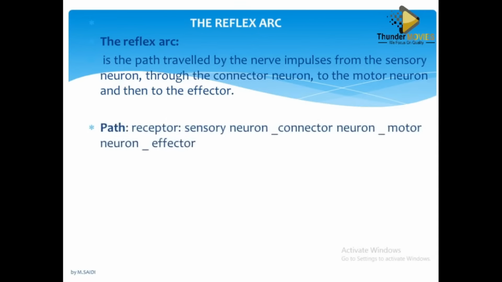So here is the path. You have the receptor, for example the skin, then the sensory neuron, the nerve cell which picks the information from the skin and takes it to the connector in the central nervous system. Then the motor neuron will pick the information from the central nervous system and take it to the effector, like the muscles, where the effect is supposed to be brought about.